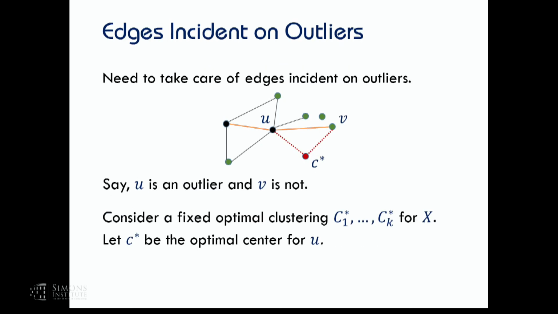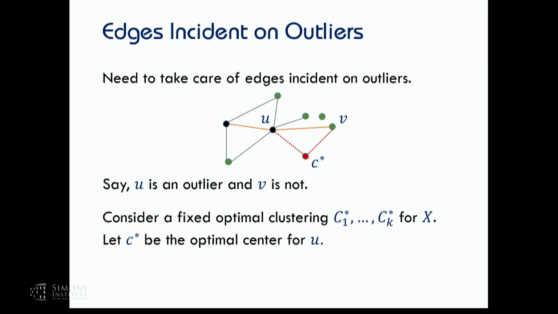So using these techniques we can take care of all points other than outliers. So now let's see what we do with the outliers. Suppose that we have a cluster and we have these black points that are outliers. We need to analyze the contribution of edges between outliers and edges between outliers and non-outliers. The analysis is a bit different, but let's look at what happens with these edges.